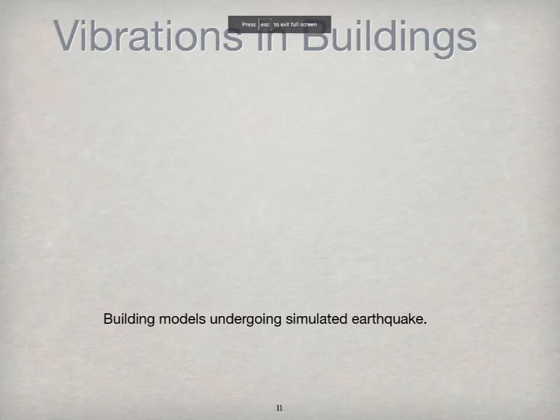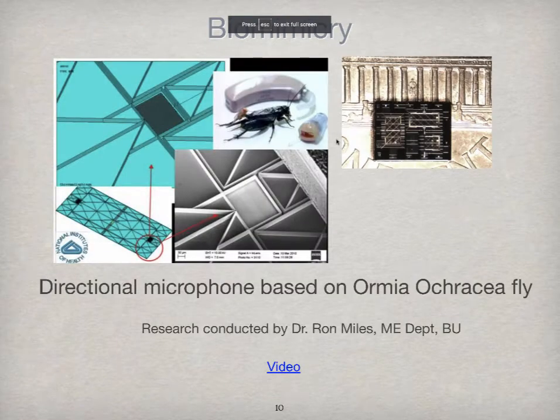And you may be wondering why the fly needs to have such directional hearing. It's because when it needs to lay its eggs, it goes and seeks out a particular beetle and lays its eggs inside that beetle. So he needs to know where he hears the beetle's chirping coming from. So that's why the fly needs a directional hearing system.